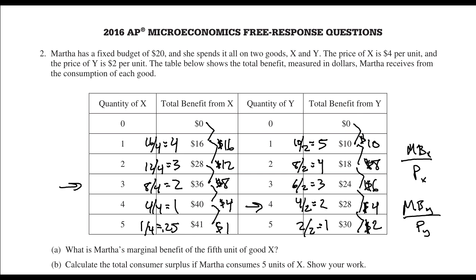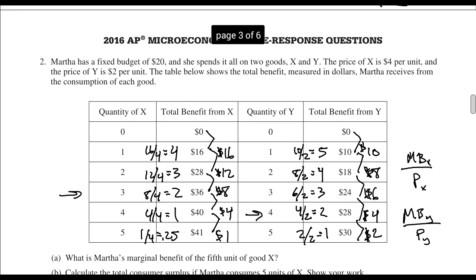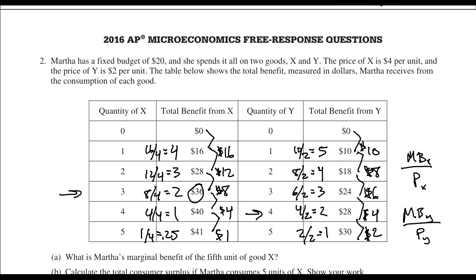The other possible way of solving the problem would be looking at other combinations of goods and their total benefit. If I do 3 goods of X, my total benefit there is, oops, let me grab my pen, $36, and my total benefit here is 28. 36 plus 28, last I checked, equals 64.